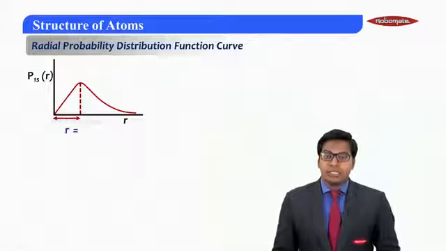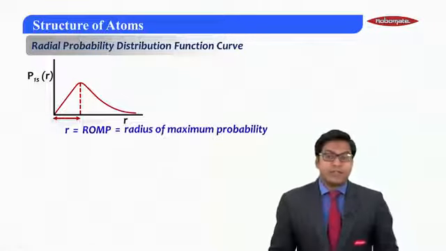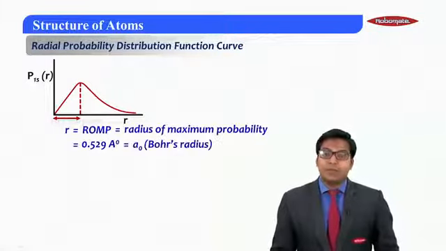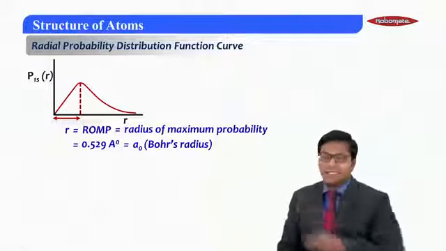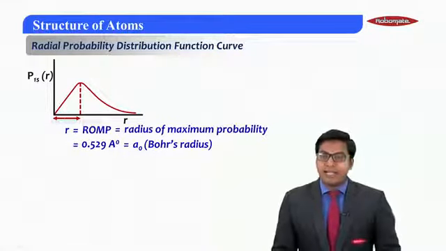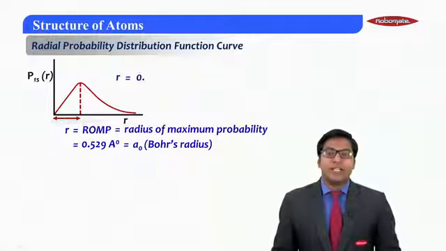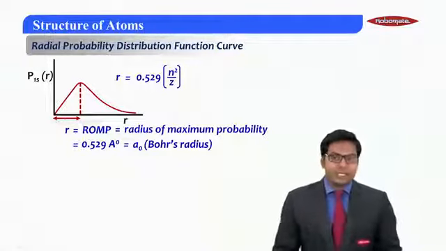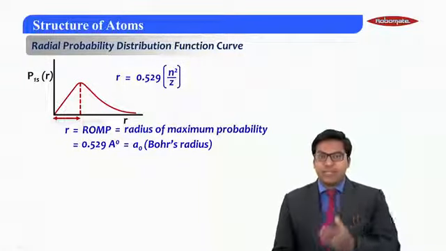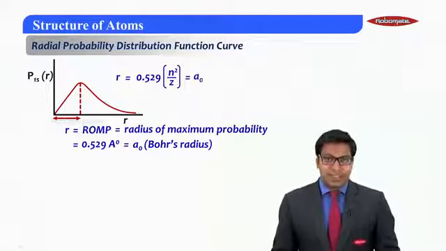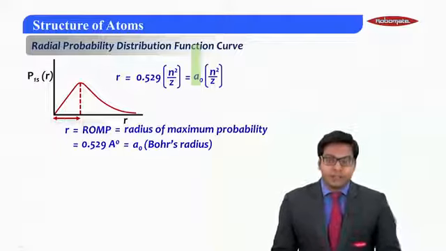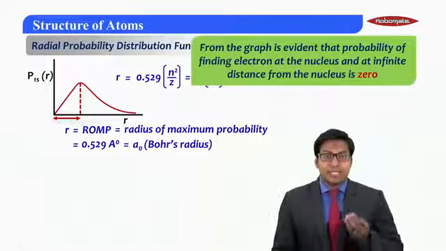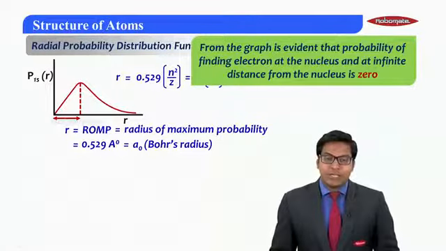Now here you could see it is reaching a maximum value, and that maximum value is what we call the radius of maximum probability, and that is found to be 0.529 Angstroms, which is exactly the same as what Bohr calculated, and let me assign it as a naught. Now we know that according to Bohr, r is equal to 0.529 n square by Z. So if Z is constant, for every value of n, you should be getting a higher value of the radius, right? Which I can write as a naught into n square by Z. So from the graph, it is evident that the probability of finding electrons at the nucleus and at infinite distance from the nucleus is always 0.